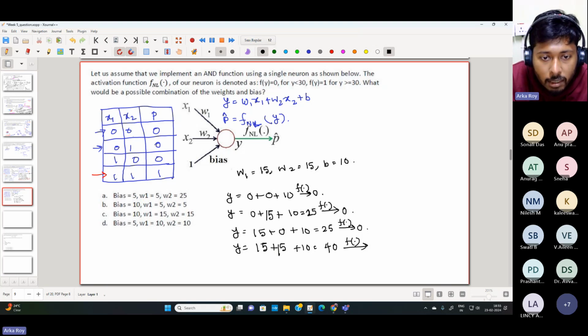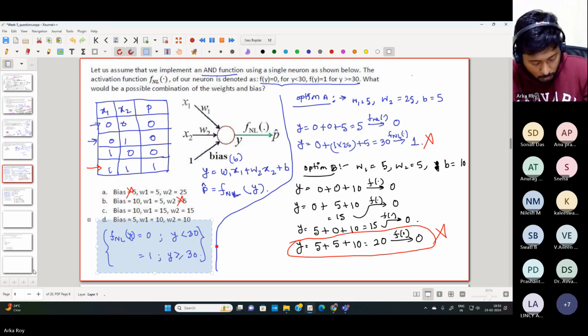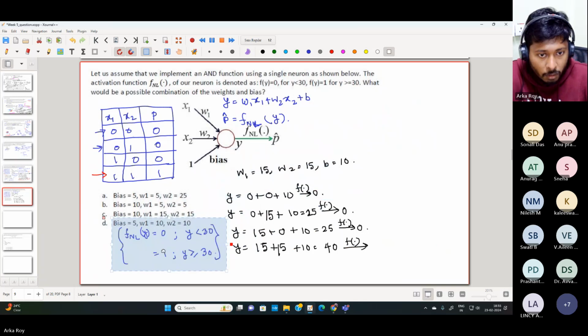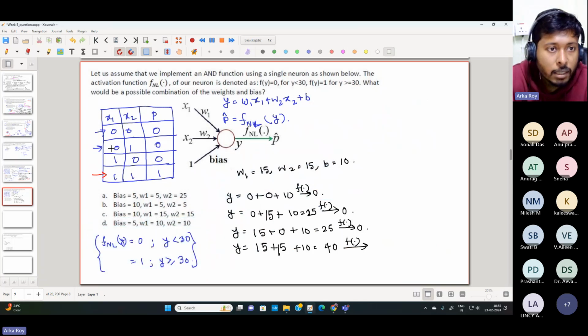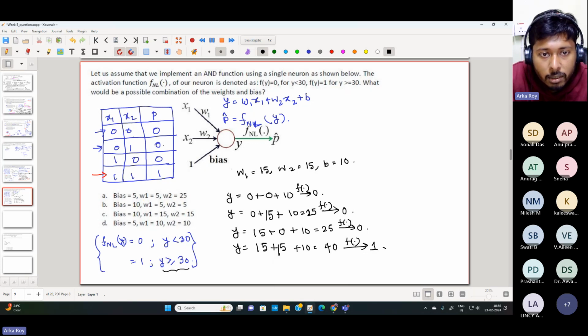So now you can see that if you apply f of the nonlinear function due to this particular definition that we have written over here. So let me copy this part as well. So now you can see that f of NL is equal to 1 whenever y is greater than or equal to 30. So over here you are getting 40, so your output will be 1. So you can see it is matching 0001, and over here also it is 0001. So that means option C is the correct option.